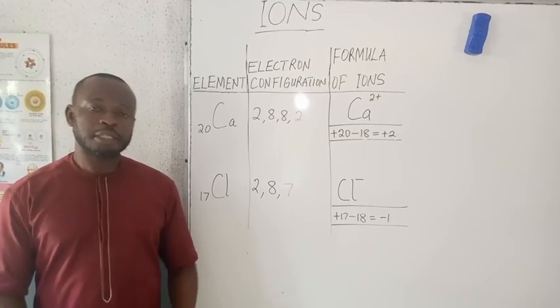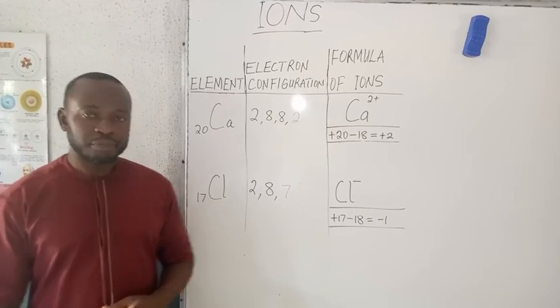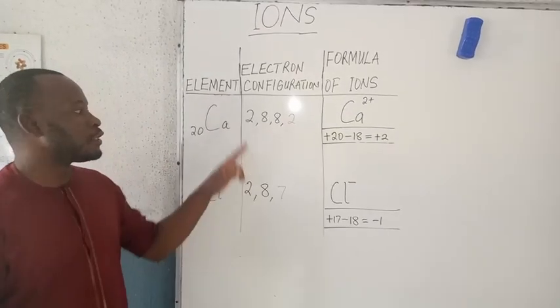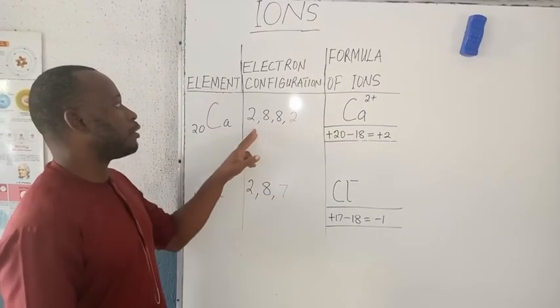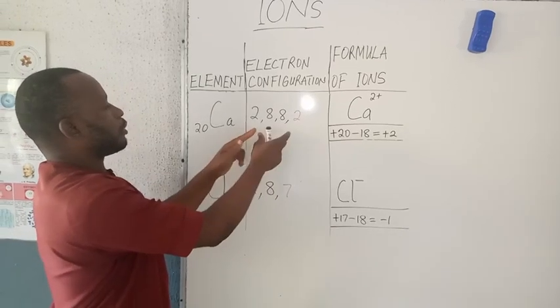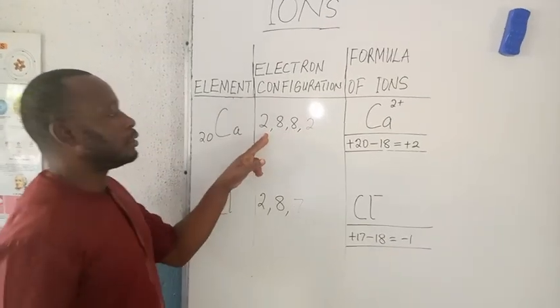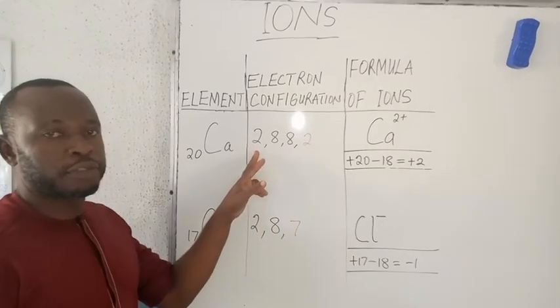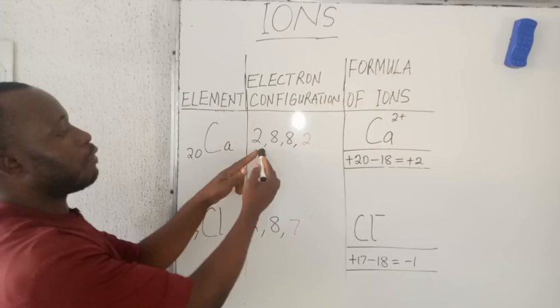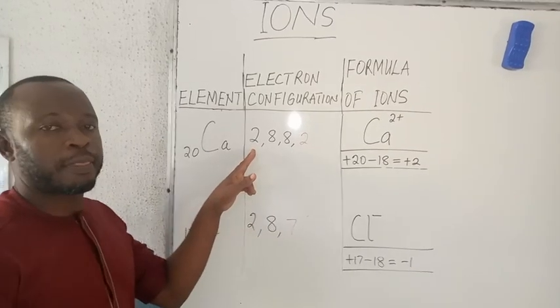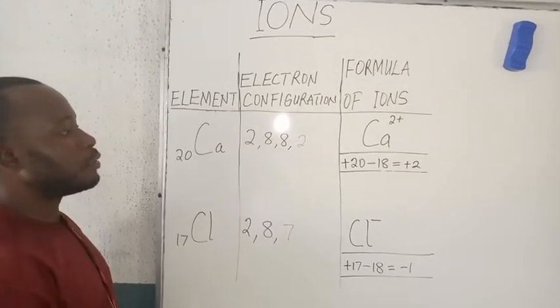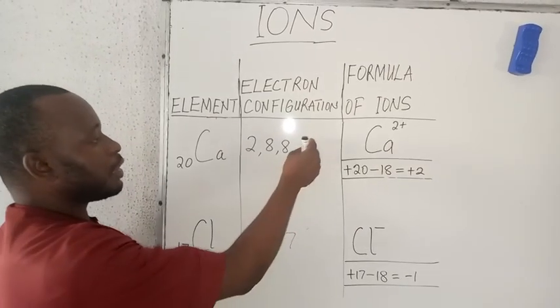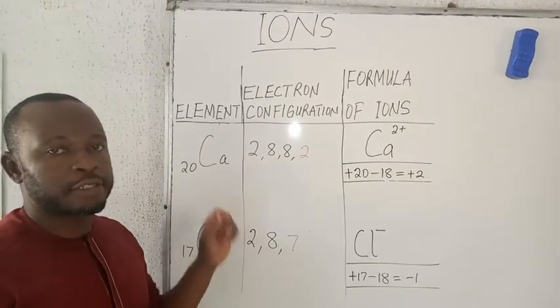Yes. That can happen by changing its number of electrons. Look at the board. You will see that an atom of calcium has 2882 as its electron configuration. That means a total of 20 electrons. Is it possible to remove these electrons? Yes.